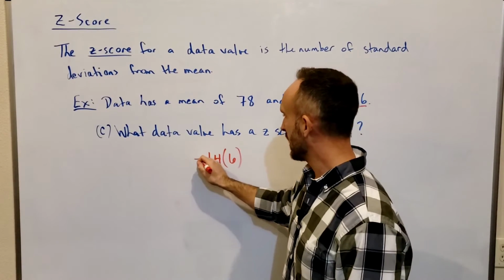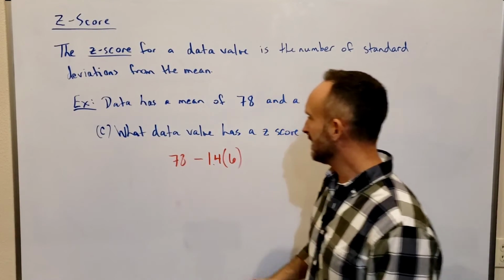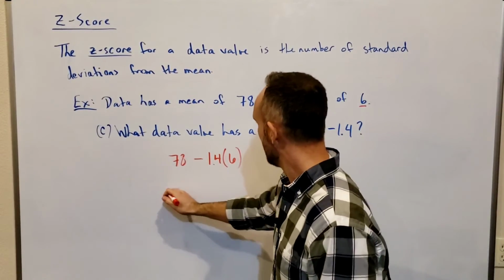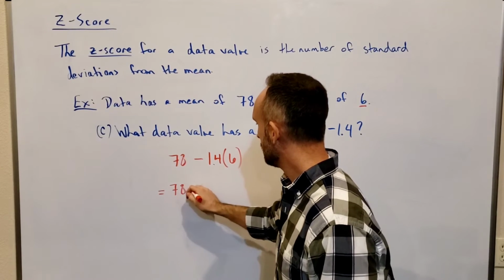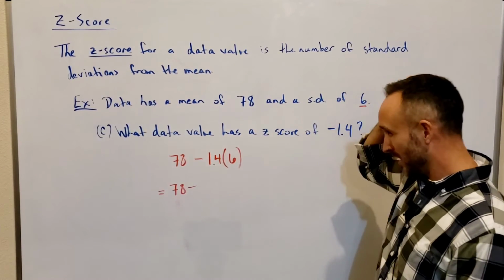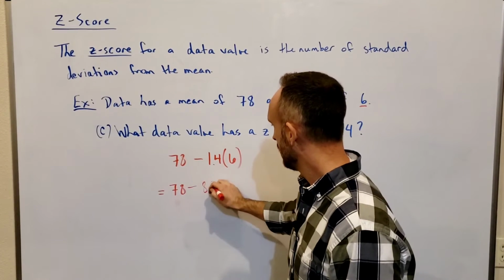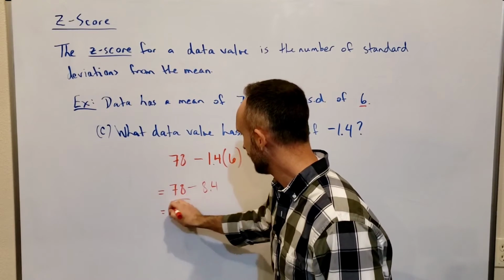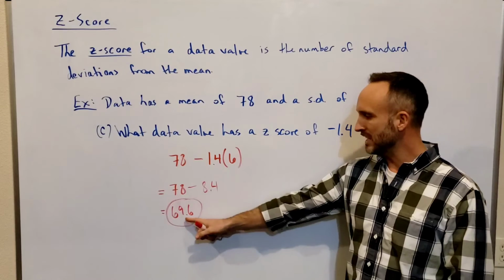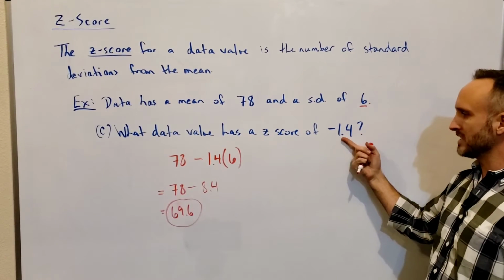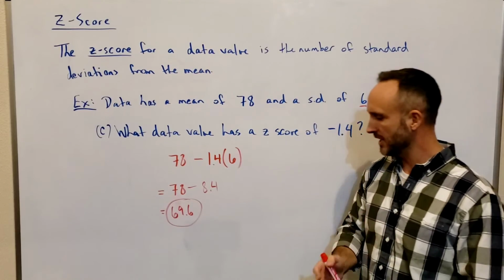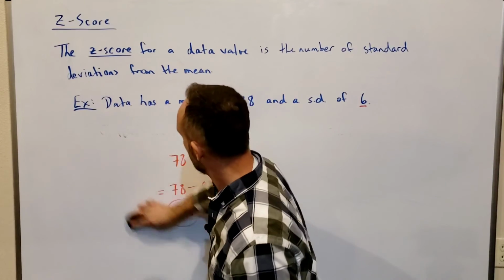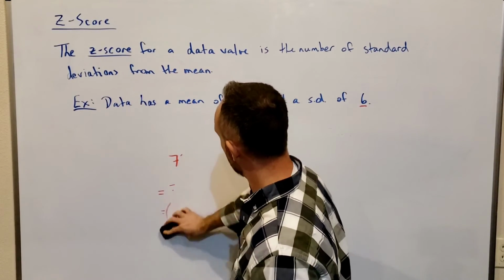So what we have to do is we have to subtract this from the mean to see how far below the mean we are. So this is going to equal 78 minus, let's see, 1.4 times 6 I think is 8.4. And if we subtract that, we get 69.6. So the data value 69.6 is 1.4 standard deviations below the mean of 78. Okay? Let's do one more example where now we calculate a z-score.